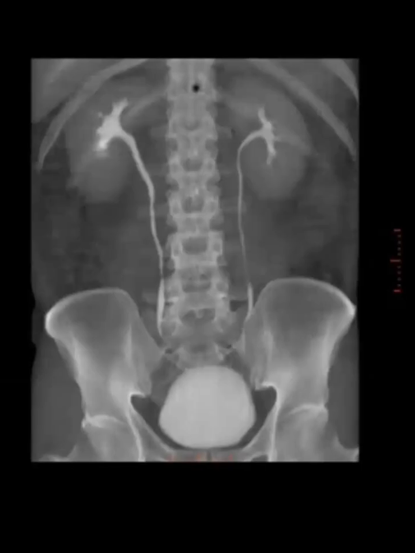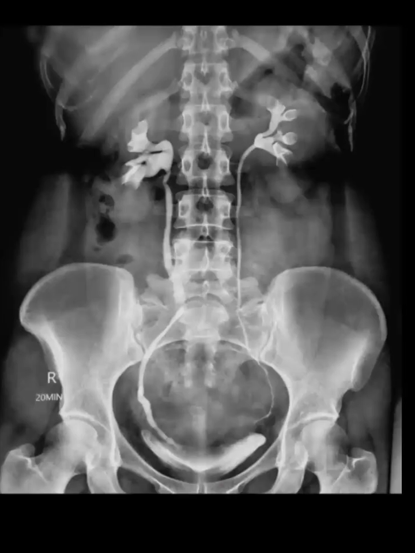This is another IVU for you. It is the scenario of the patient I just repeated: a 40-year-old man presenting with severe right loin to groin pain and microscopic hematuria. Is there anything pathological here?